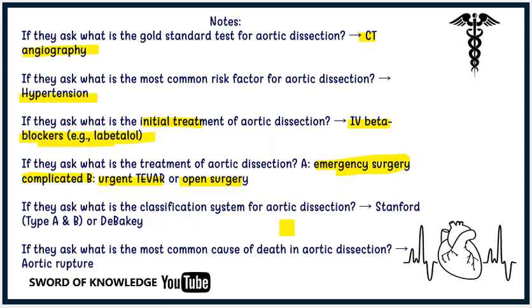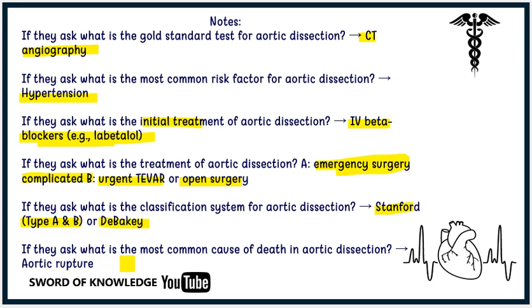If they ask what are the classification systems of aortic dissection, there are two. One is called Stanford. It has two types, type A and type B, and the other system is called DeBakey. This is a different classification. There is a slight difference I am going to tell you in a second.